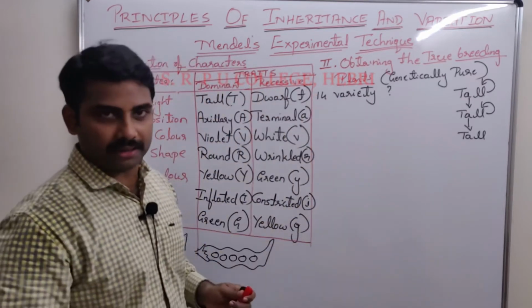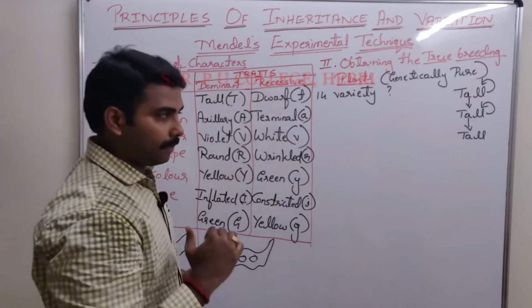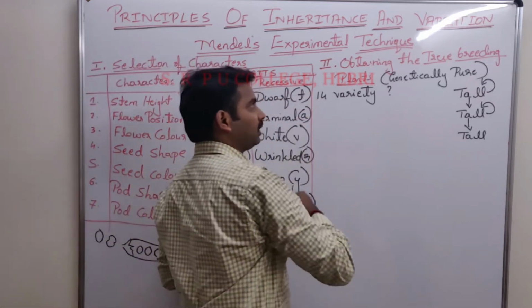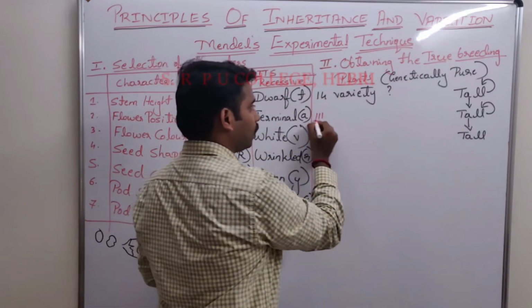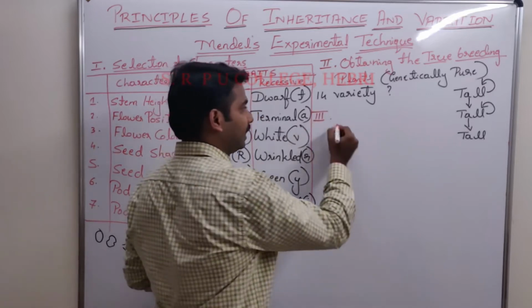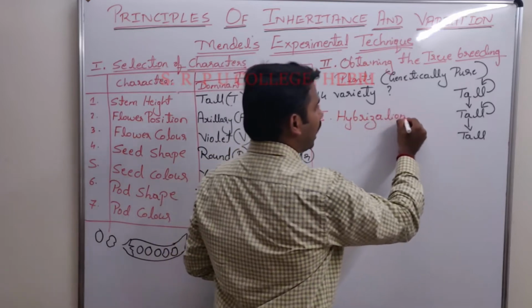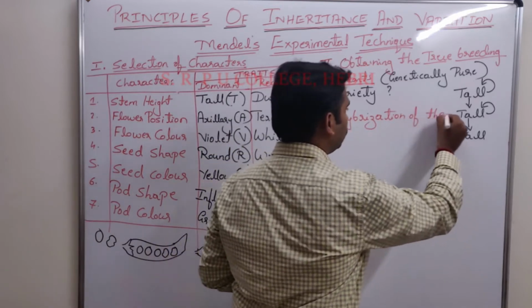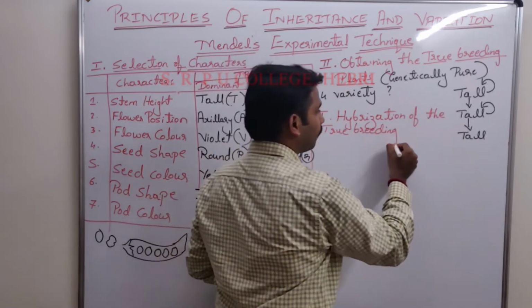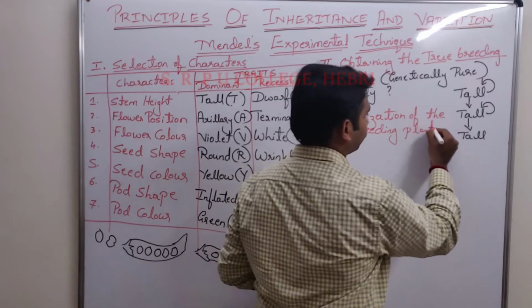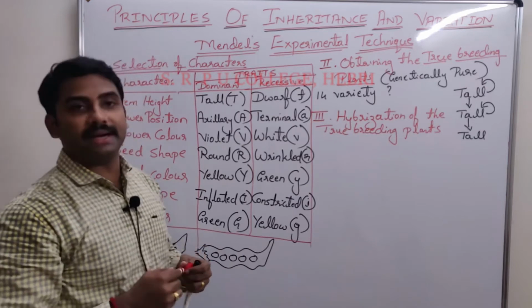Underline 14 varieties. So dear student, first he selected character and its trait. Practice along with me. For each trait he obtained what? True breeding plant, which was his second step. What is his third step? It is hybridization of the true breeding plants. Third step is hybridization of the true breeding plants.